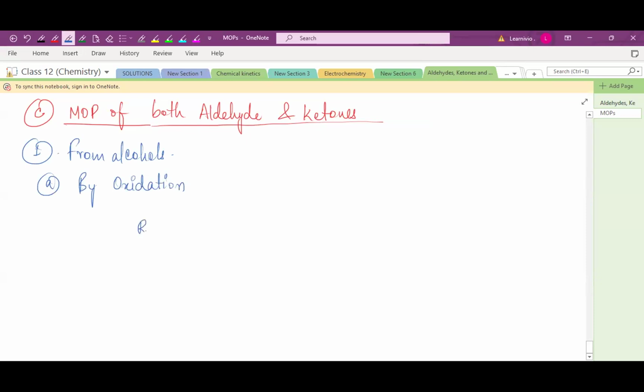Now, see, if we have primary alcohol, suppose RCH2OH. The primary alcohol will be converted to aldehyde, okay, in the presence of which type of oxidizing agent? Strong oxidizing agent or weak oxidizing agent? Yes, Muniba, primary alcohol is converted to aldehyde. So which oxidizing agent you will use? Strong or weak? We have already discussed this in the alcohol chapter.